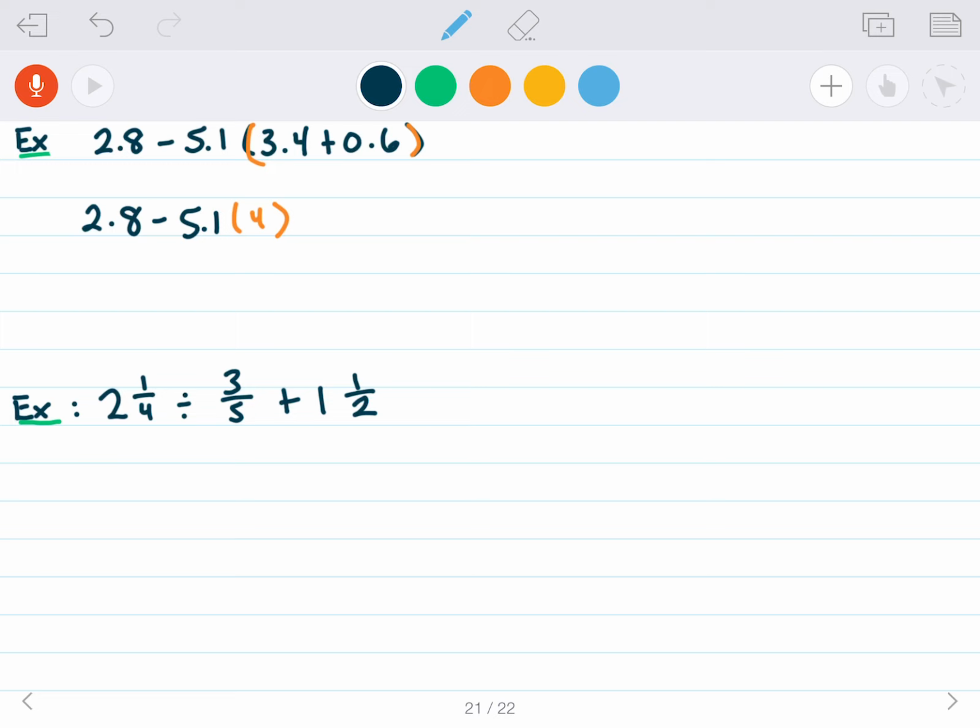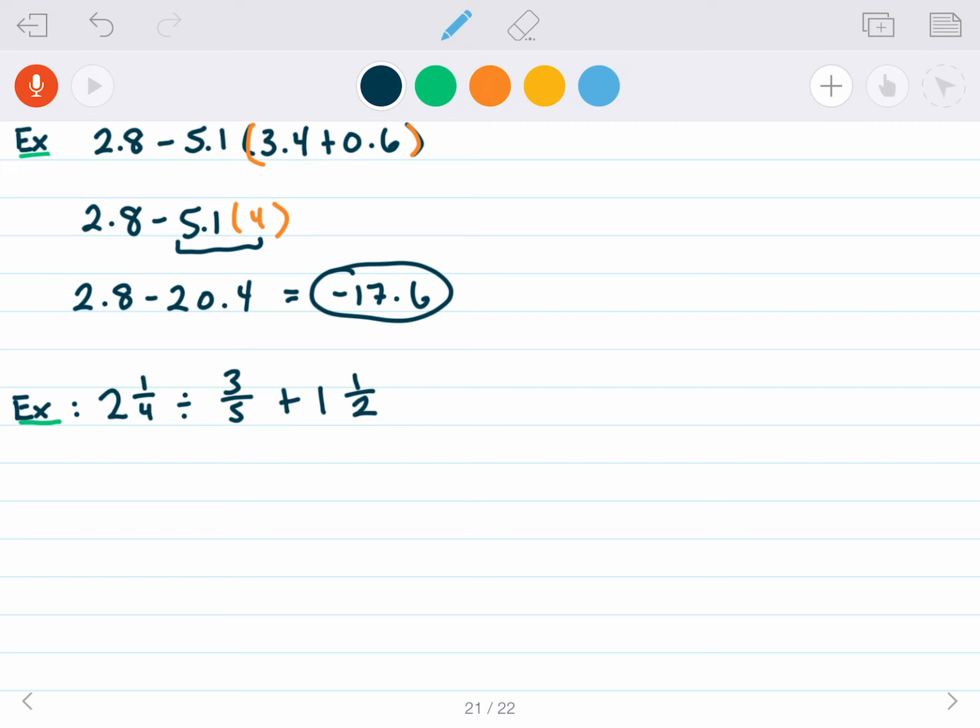Now, when I don't have a symbol in between two numbers, that means multiplication. So multiplication comes next. I have negative 5.1 times 4. Negative 5.1 times 4 is going to give us negative 20.4. So this becomes 2.8 minus 20.4. And finally, when I do this, let's see what I get. 2.8 minus 20.4 is going to give us negative 17.6, and that's my final answer here.